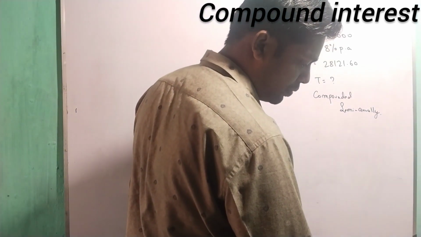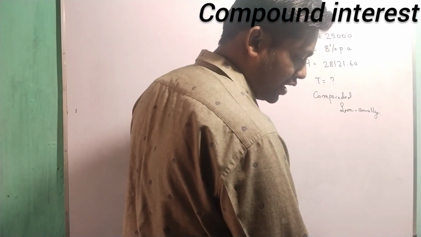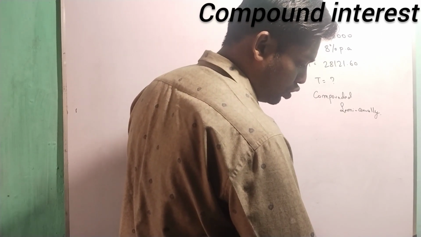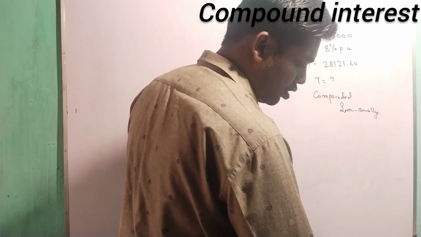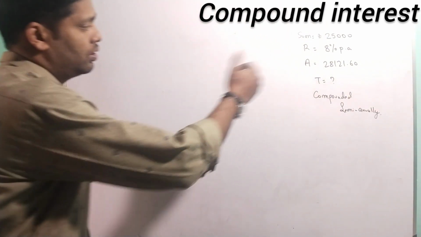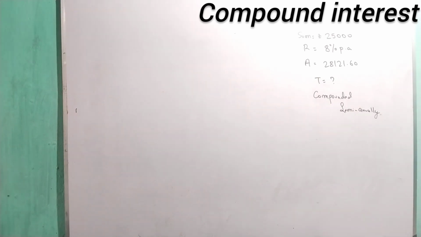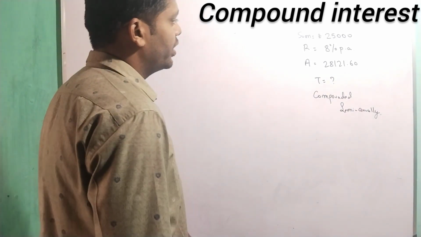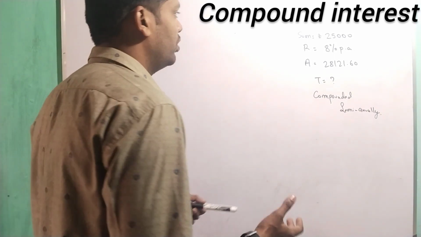The question is: the sum of rupees 25,000 invested at 8% per annum compounded semi-annually amounts to rupees 28,121.60. Compute the time period for the investment. If you want, you can write the question so that you can solve it. I have gathered this information and written it down. What I have to find out is the time period. Whenever you have to find any time period or rate of interest, try to do it by using the formula only. It will be easy for you.